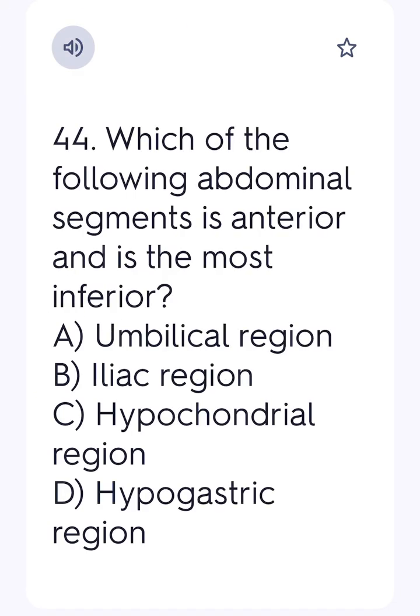44. Which of the following abdominal segments is anterior and is the most inferior? A. umbilical region, B. iliac region, C. hypochondrial region, D. hypogastric region. Ans, D.